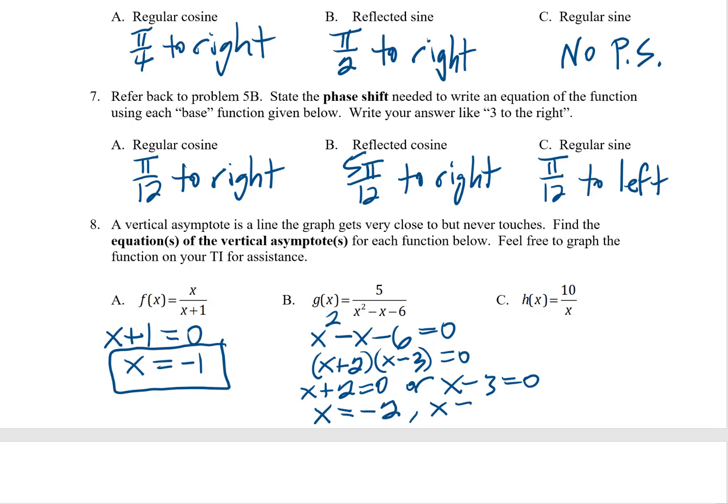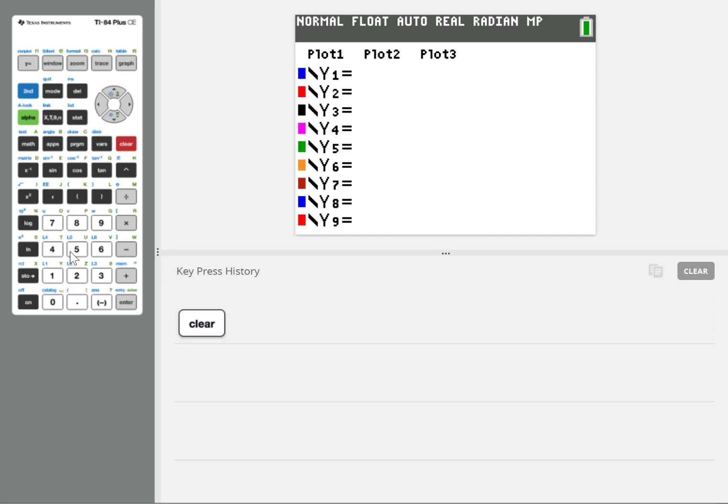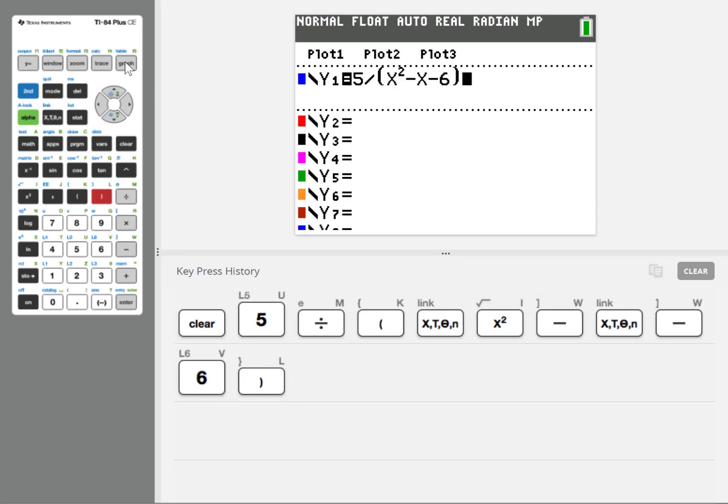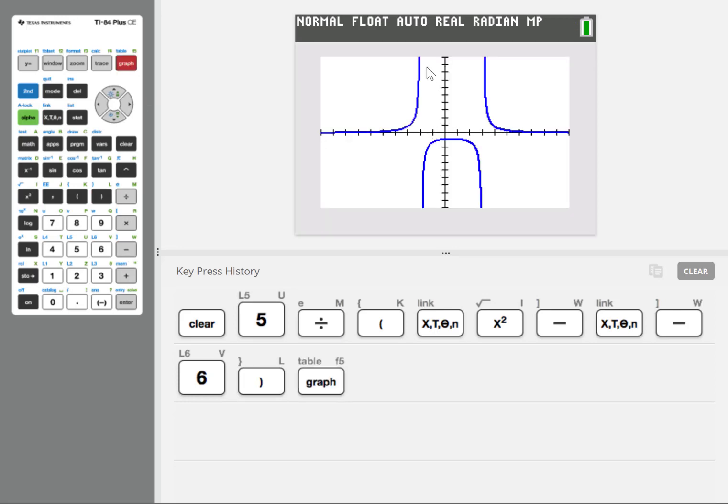Looks like this one has 2 vertical asymptotes. One of them is at x equals negative 2, and the other one is at x equals 3. Let's put up a quick picture. So back in the y equals, I've got 5 on the top, and then the denominator again in parentheses, x squared minus x minus 6. I'll go to that same viewing window, so I'll hit Graph. And sure enough, you can see there are two vertical asymptotes this time, one happening at positive 3 and the other happening at negative 2.